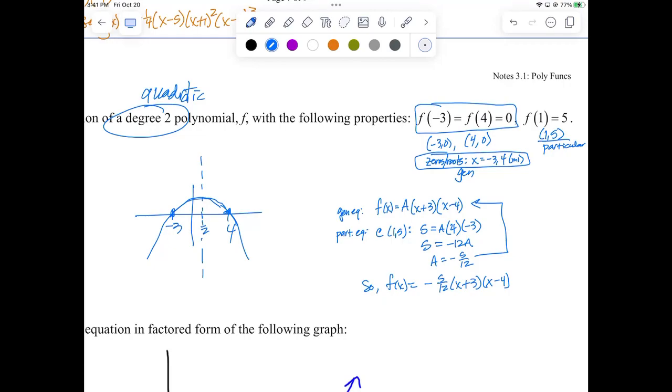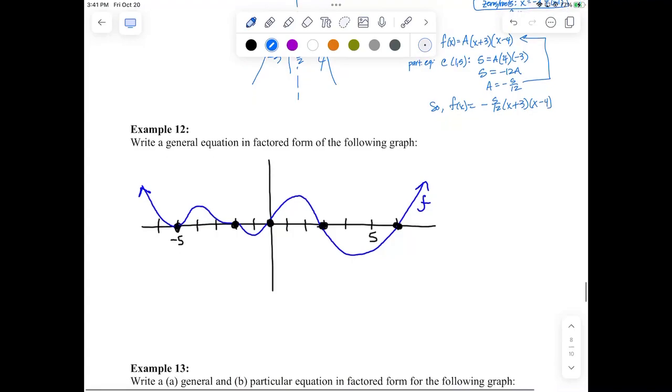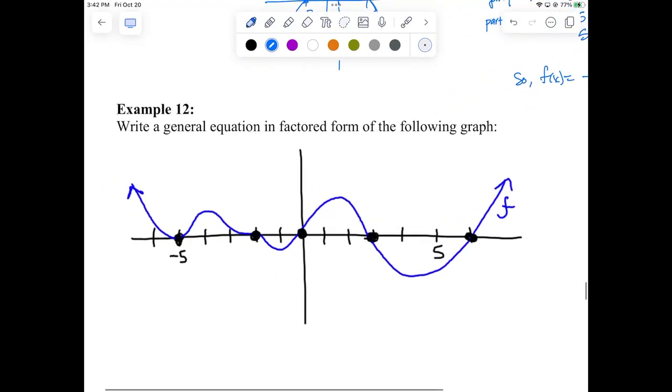Okay, let's look at this one here. Example 12. Find the general equation in factored form of the following. Okay, what do I notice about this?